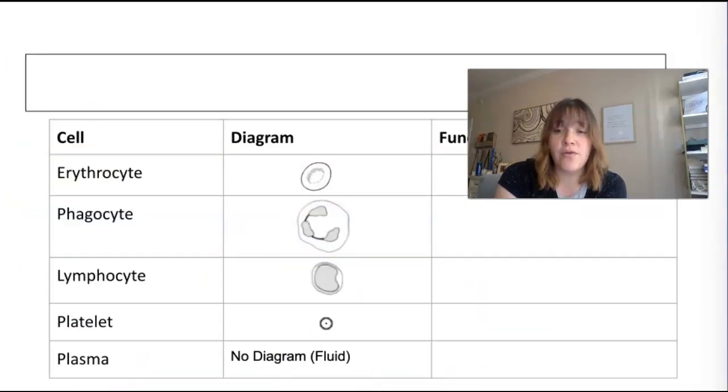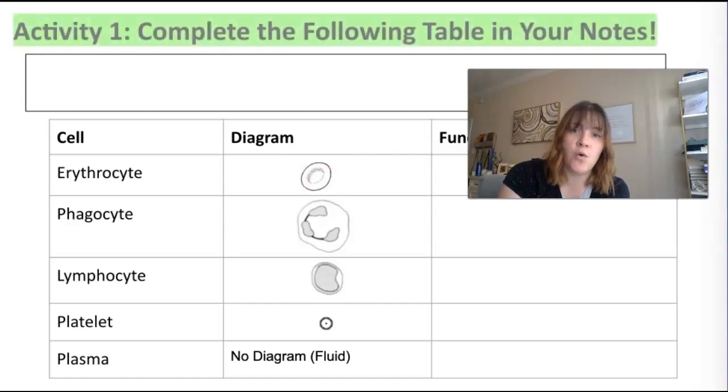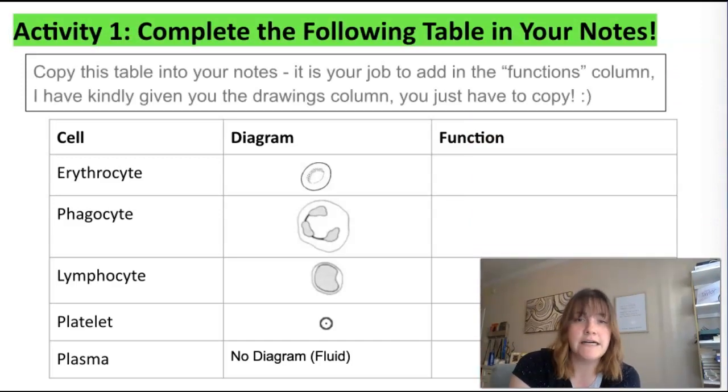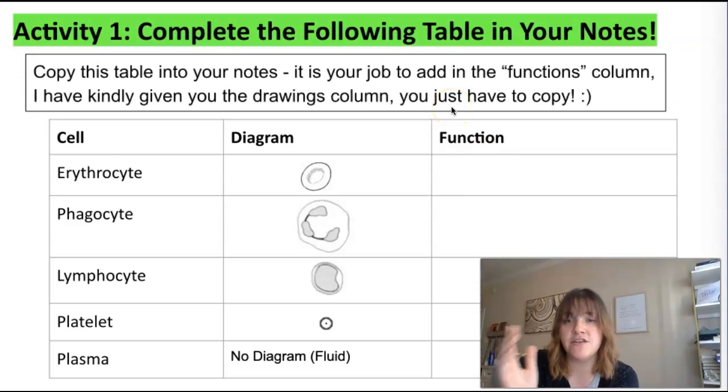All right, so that is almost it for your notes for today. So what your first activity is, I just want you to draw this table in your notes. You can copy it into your notes, and then it is your job to add this function column. I have gladly and kindly given you the drawings column or the diagram column, so I just need you to do the function column, and you can get those functions from all of the previous information that I've given you. If you want, on the cell side, you can also write in parentheses the words that make more sense to you. So erythrocyte is also called a red blood cell.